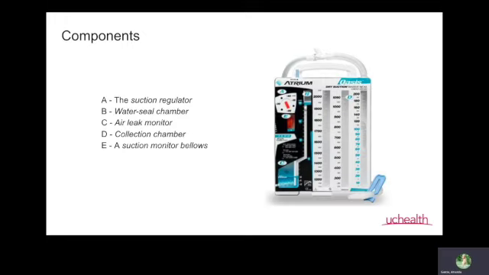D is the collection chamber. This collects the drainage from the pleural cavity. E is a suction monitor bellows. This offers visual indication of sufficient vacuum levels. The suction monitor must be expanded to the delta mark where indicated or beyond for standard -20 or higher regulator setting.